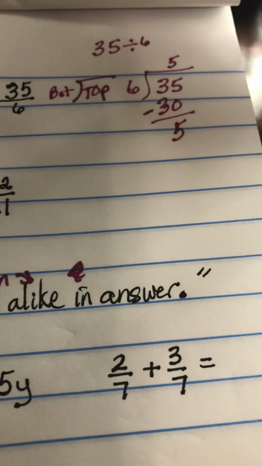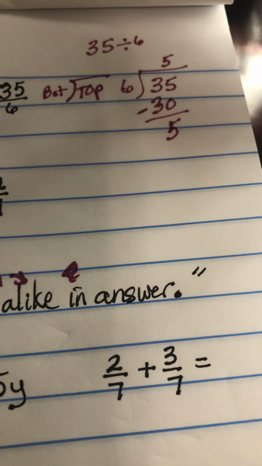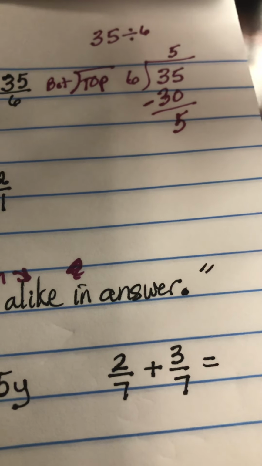And what we have left is 5. And what happens is, we're used to putting R5 for remainder of 5 or whatever, but that's really not the technical right way to do it.